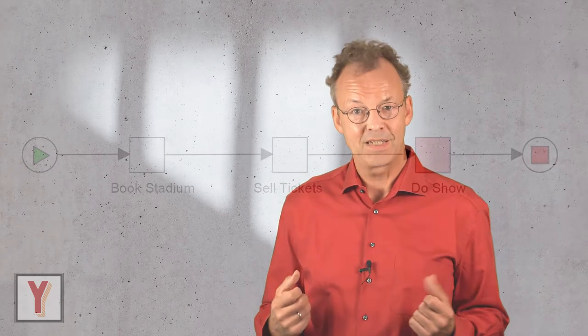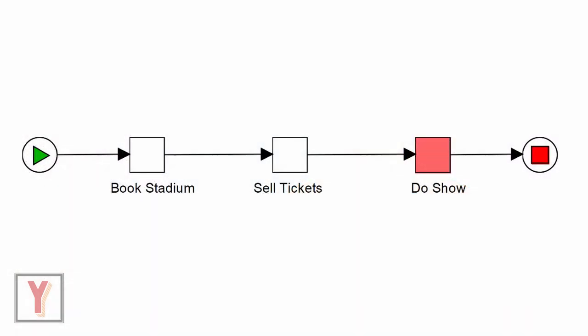Well, this sounds very complex, and I think we need to look at it in more detail. So let's look at an example. The example comes from the YAWL distribution and is about organizing a concert.